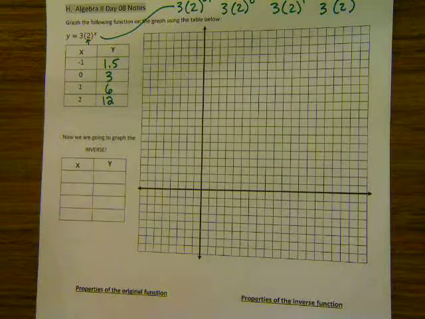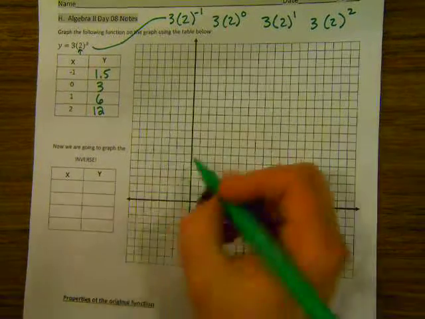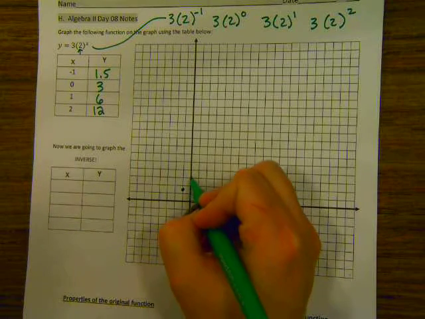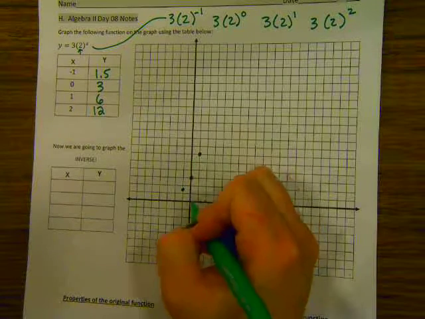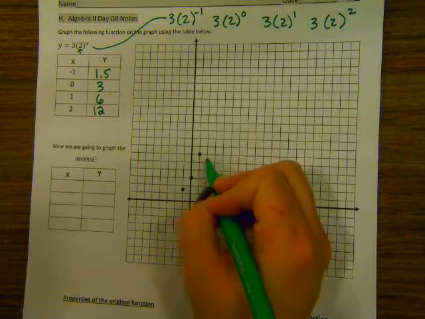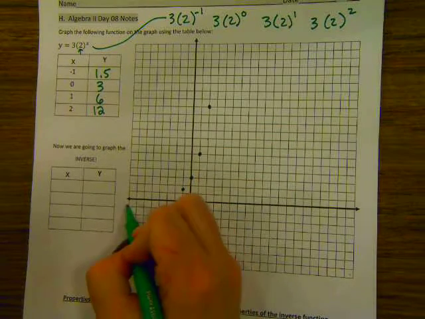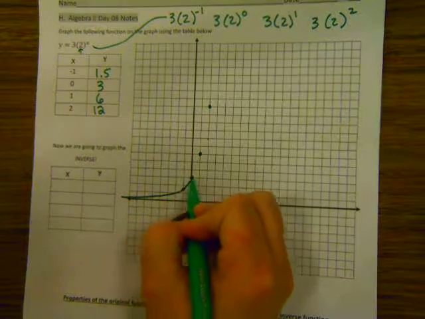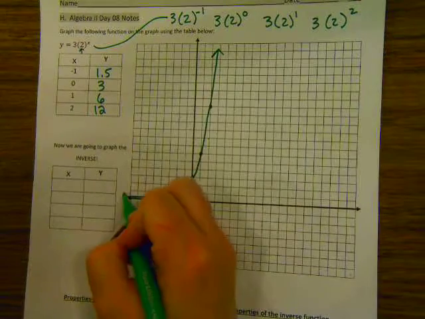So let's do a graph of this exponential function here. We're going to plot the points: -1, 1.5; 0, 3; 1, 6; and 2, 12. Now remember, because it's exponential, it's going to have a horizontal asymptote, and it's going to look something like this.